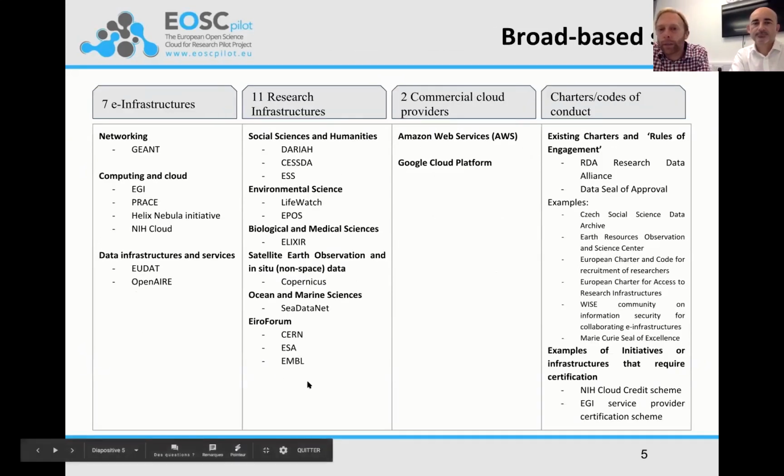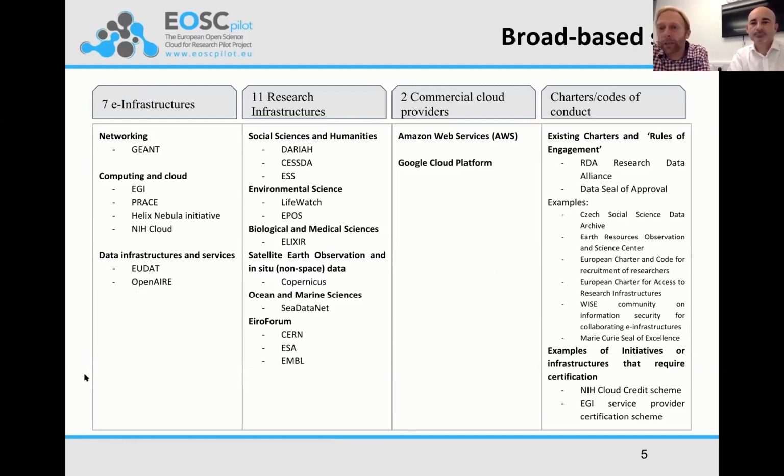If you remember, we mentioned in the first phase how we did desk-based research to begin with. And these are some of the organizations that we looked at to try and analyze and study what rules govern how they provide services to users at the moment. We looked at the e-infrastructures like Géant, EGI, Prace. We looked externally to the US at the NIH Cloud Data Commons. We also looked within Europe at the pre-commercial activities of the Helix Nebula Cloud as well. We looked at EUDAT and OpenAIRE as well. So we did a lot of work with e-infrastructures.